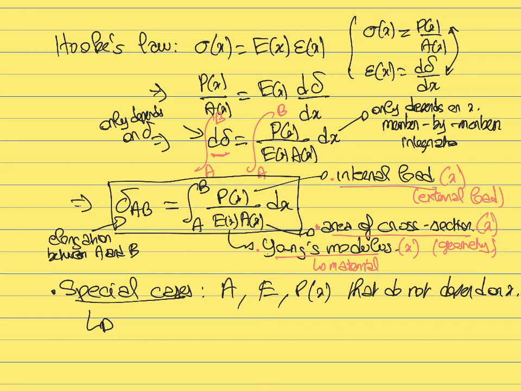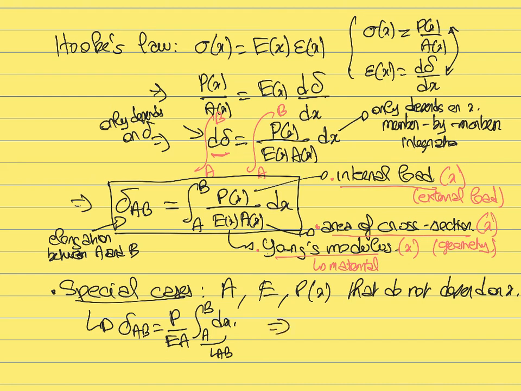Then in this case, the quantities p, e, and a, since they are constant, we can take them out of the integral. They do not depend on the position x. So we can write that the elongation between a and b is going to be equal to p, which we can take out of the integral, divided by ea, and then we are left with only the integral between a and b of dx. In this integral, dx is the small length of the cross section that we isolated. If we sum all those portions of the beam of length dx, then we will get the total length of the beam. So this term is going to be equal to the length of the beam between a and b.